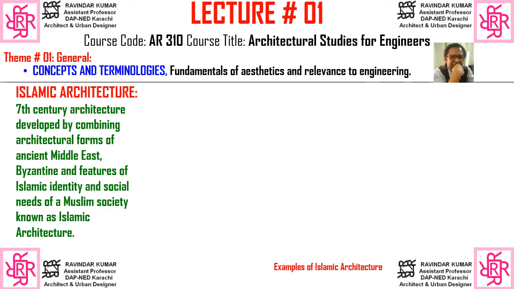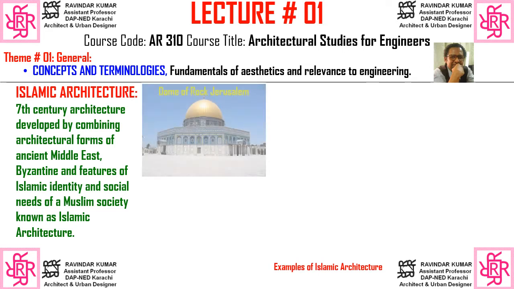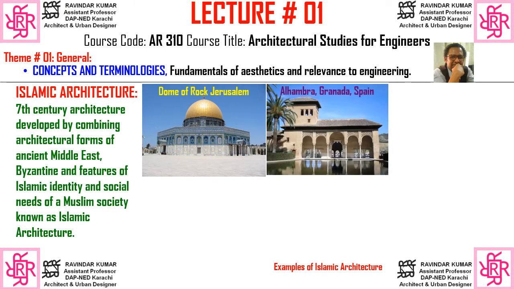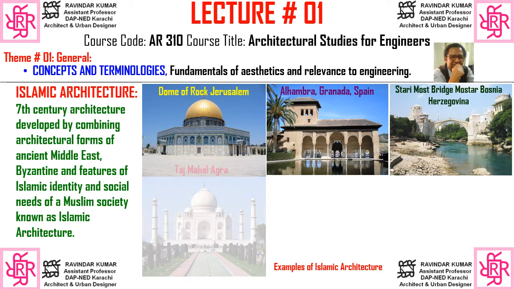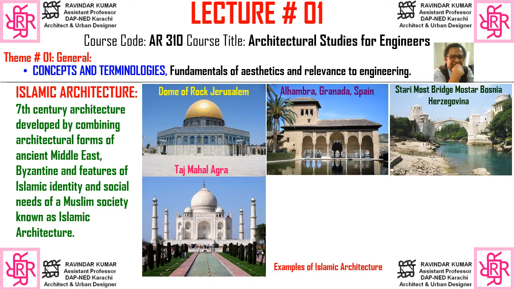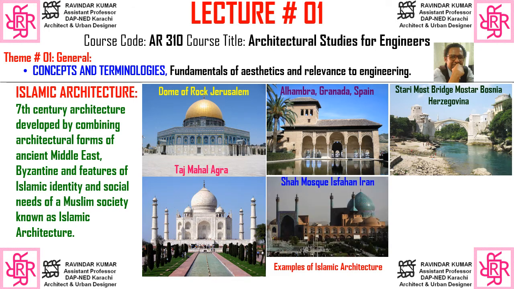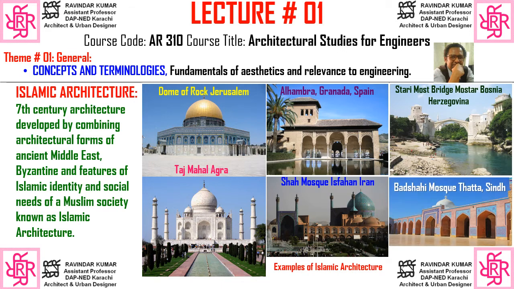The examples of Islamic architecture are the Dome of the Rock, Jerusalem; Alhambra, Granada, Spain; Stari Most Bridge, Mostar, Bosnia-Herzegovina; Taj Mahal, Agra; Shah Mosque, Isfahan, Iran; and the Badshahi Mosque of Chatta, Sindh.